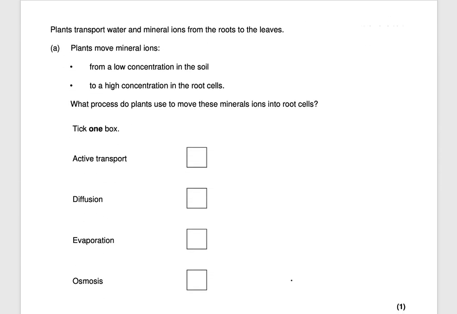Okay, next question. Plants transport water and mineral ions from roots to the leaves. Plants move mineral ions from a low concentration in the soil to a high concentration in the root cells. What process do plants use to move these mineral ions into root cells? So the clue there is mineral ions. Into root cells, they're moving from a low concentration to a high concentration, which means energy is required. And how does this happen? It's active transport. For 1 mark.